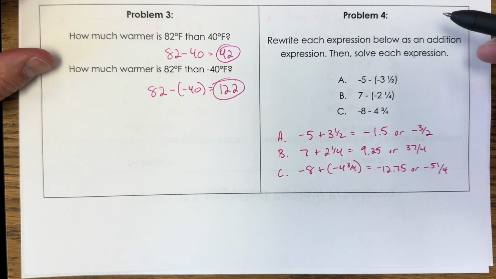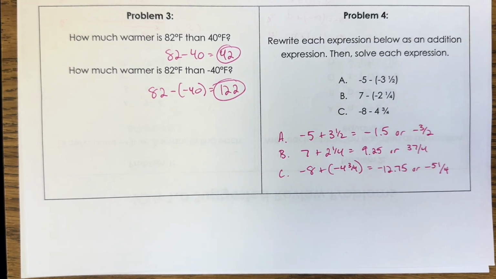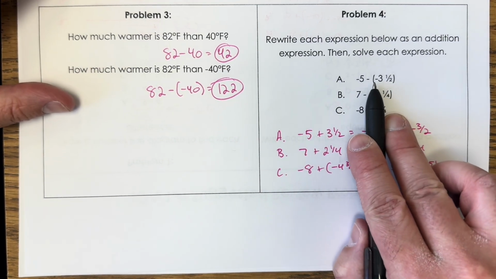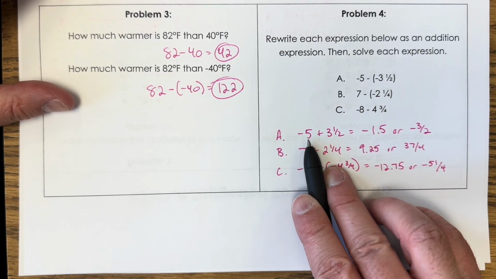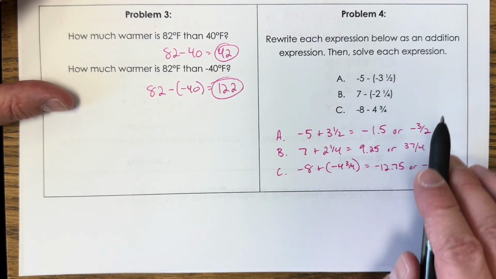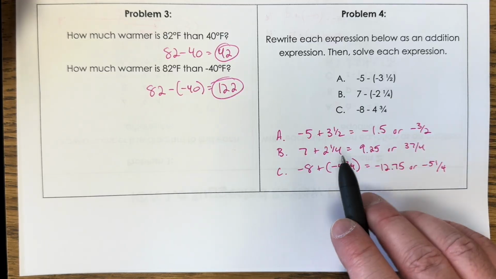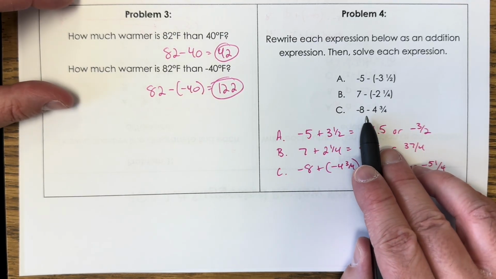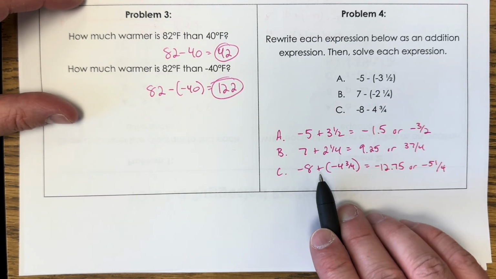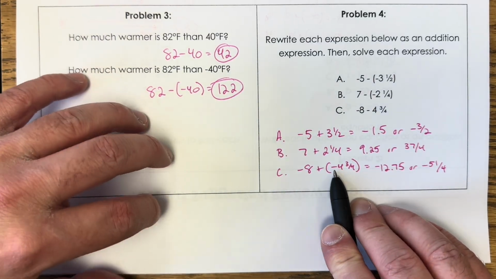Okay, problem 4. Rewrite each as an addition problem. Okay, we did that too. So I got a double negative here. So it's just one plus sign. This is the answer to that, and then we solve it because it wants us to solve. You would use a calculator for the solving part. The only difference here is C, how there's only one minus sign in between. I have to put a plus sign and then put a negative sign behind it. Okay.